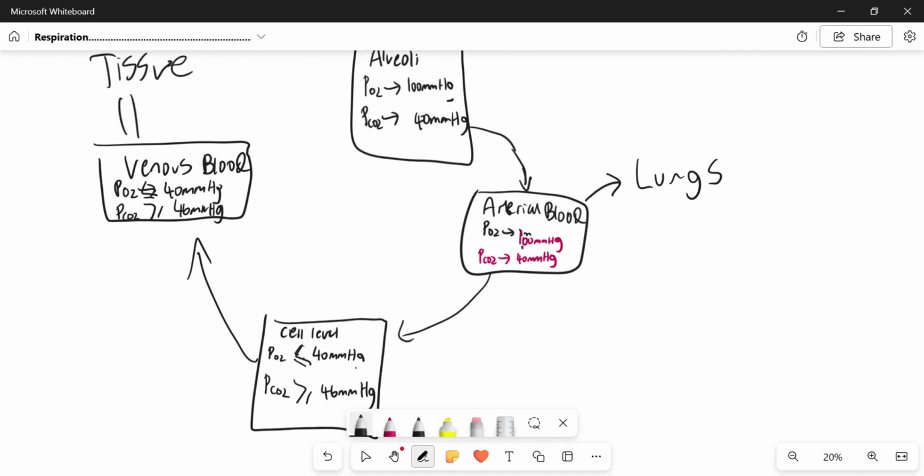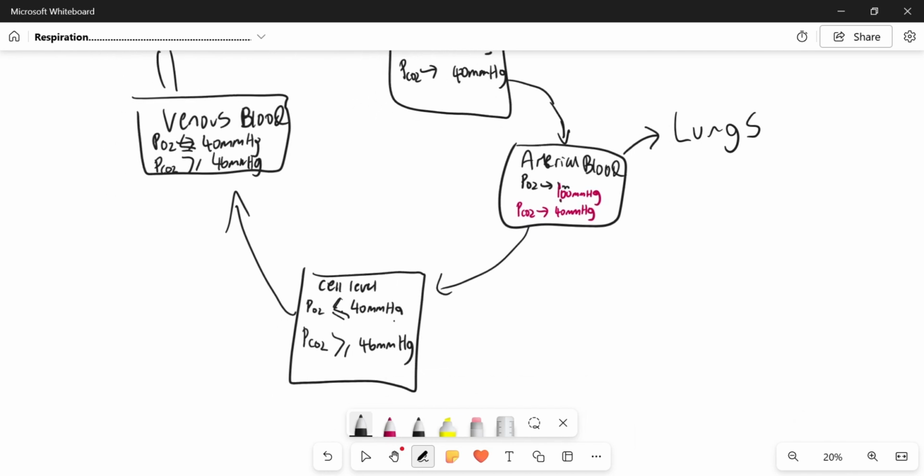Now, once we reach the cell level, the partial pressure of oxygen is less than or equal to 40 millimeters of mercury, and the partial pressure of carbon dioxide is greater than or equal to 46 millimeters of mercury. So cells will use up oxygen for metabolism, which is why it decreases from the arterial blood to the cell level, and cells will produce CO2 as waste, which is why the CO2 is increased from the cell level in comparison to the arterial blood. So oxygen diffuses from blood into cells, and CO2 diffuses from cells into blood.